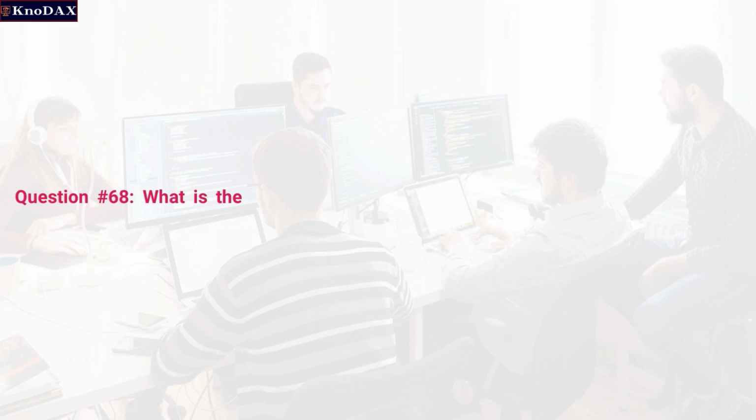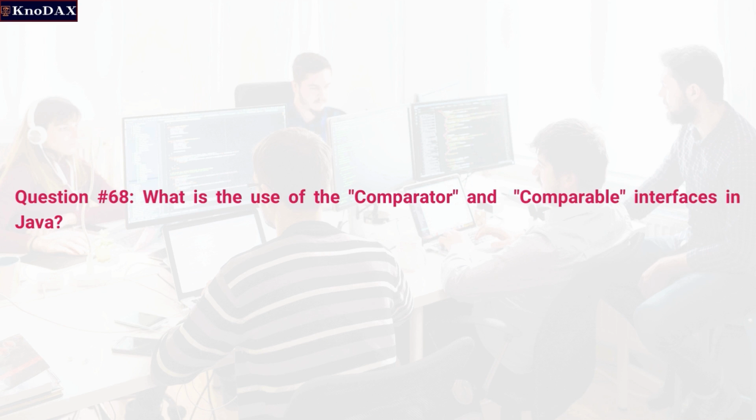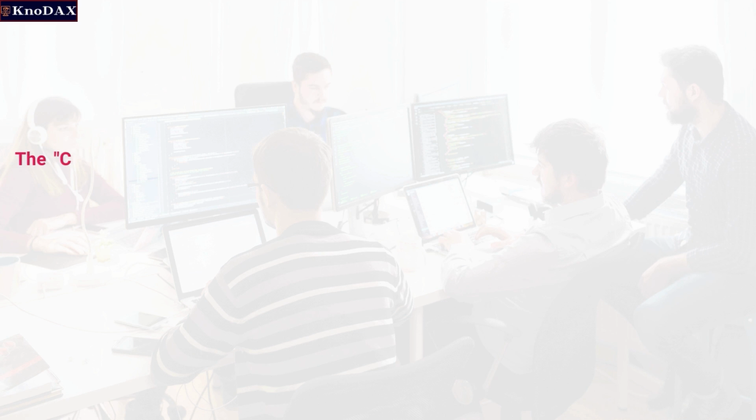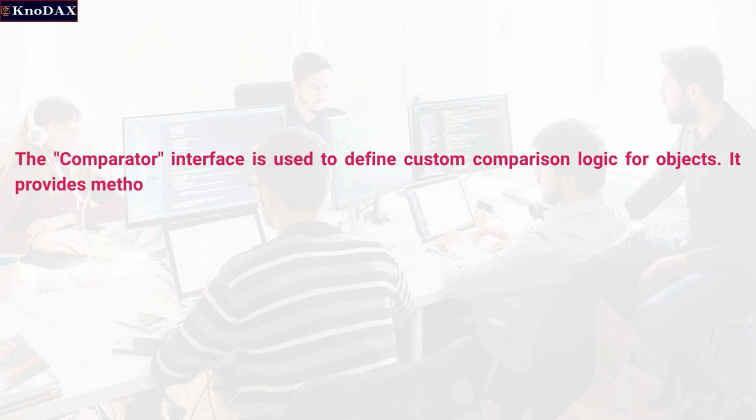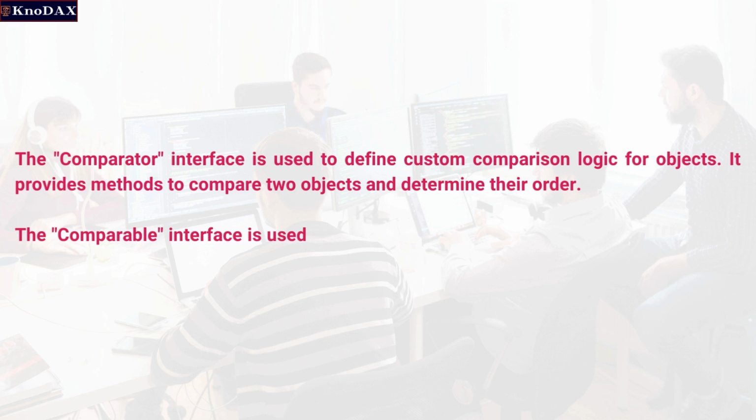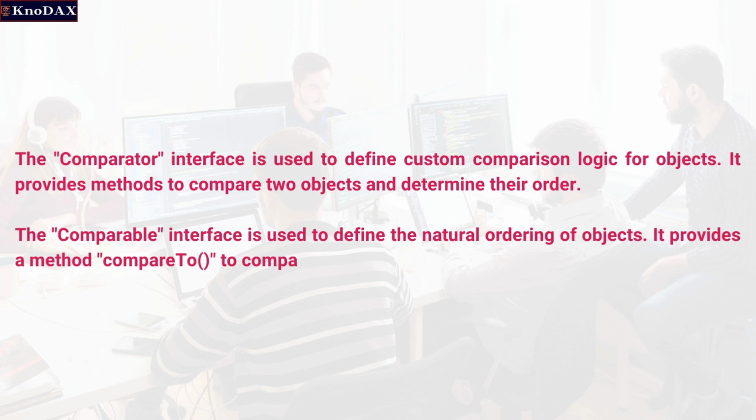What is the use of the comparator and comparable interfaces in Java? The comparator interface is used to define custom comparison logic for objects. It provides methods to compare two objects and determine their order. The comparable interface is used to define the natural ordering of objects. It provides a method compareTo to compare an object with another object of the same type.